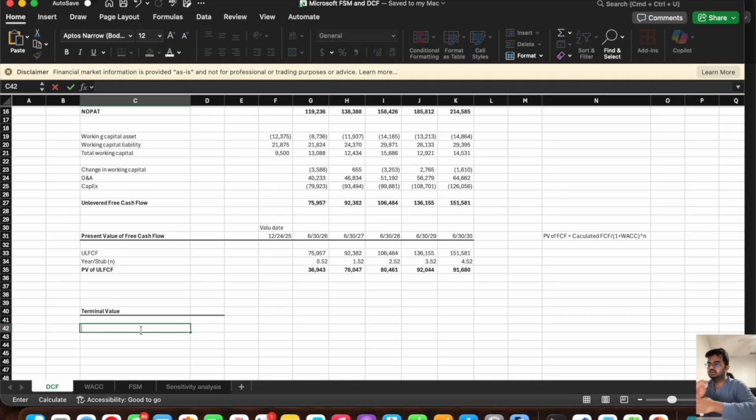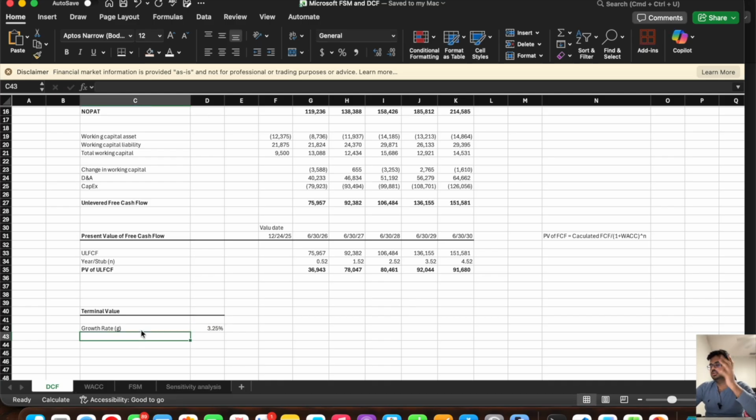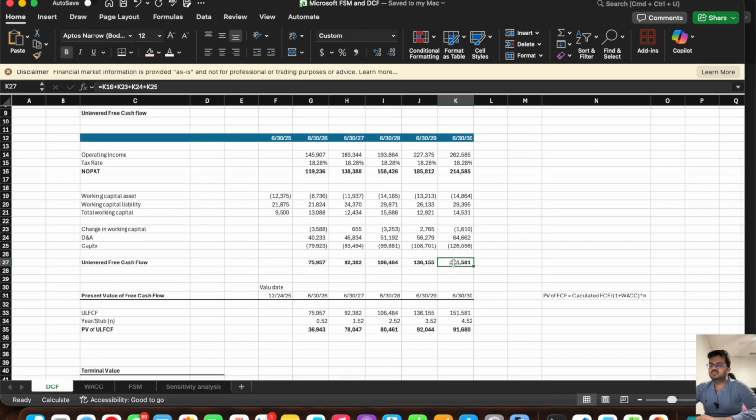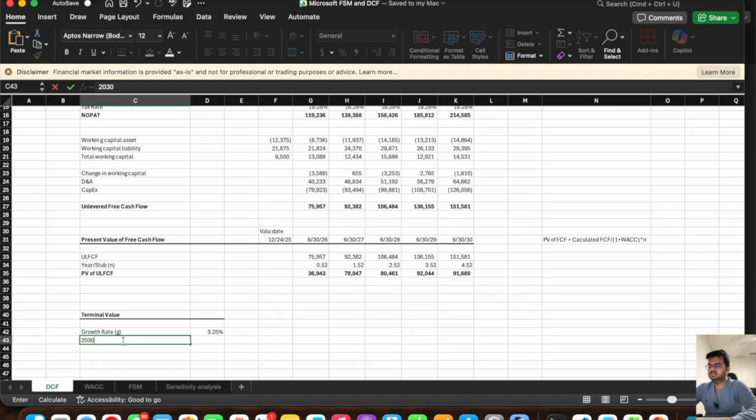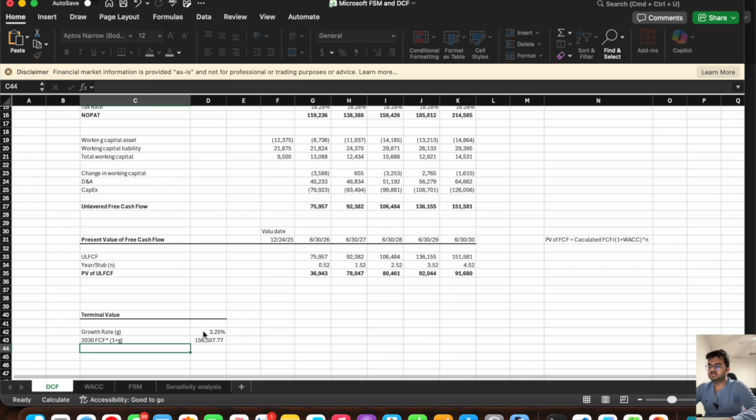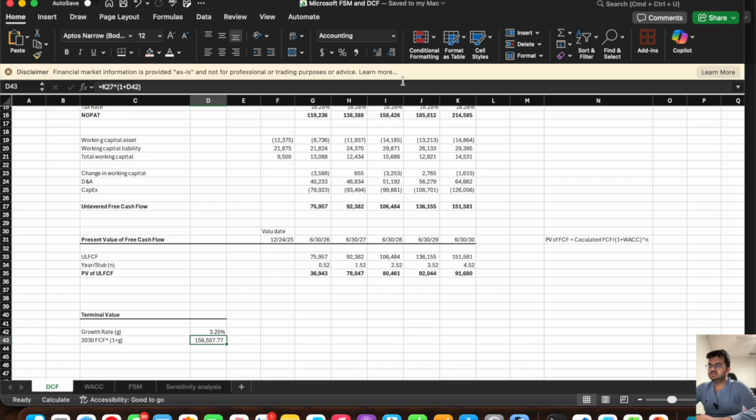So what I will do is, I will put this as a terminal growth rate. I'll call it G. Technically, the GDP growth of the US is around 3.25 percent. Now I would first forecast the 2031 free cash flow. How I'll do that is 2030 free cash flow times 1 plus G, which is this guy multiplied with 1 plus this guy.